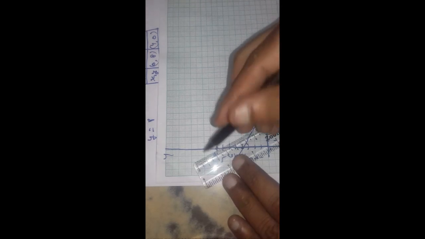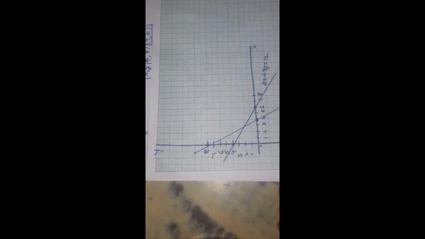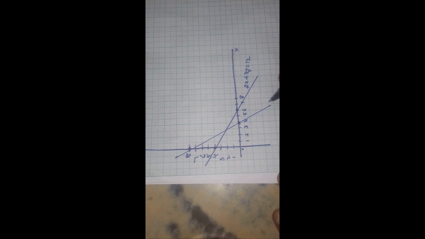Generate a proper line. This will be like this. We had generated a line, and write down the equation. The equation is 2x plus y equals to 8.